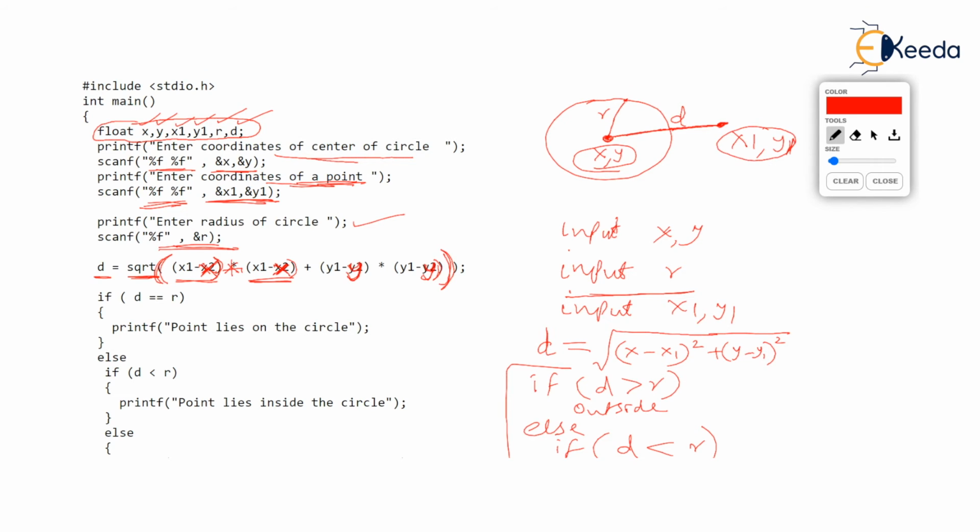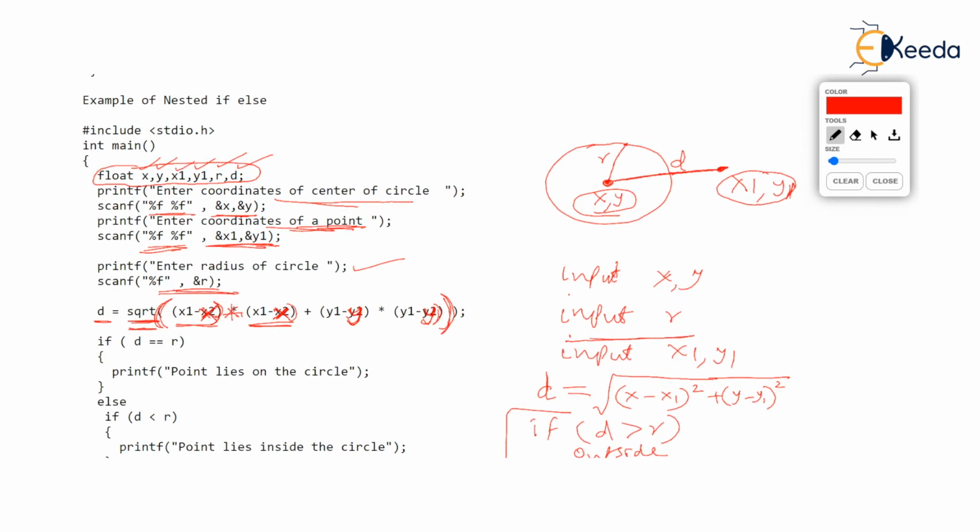Now this sqrt function is defined in math.h. So better that math.h must be included. So on top we should write #include <math.h>, because the function is defined in that header file.